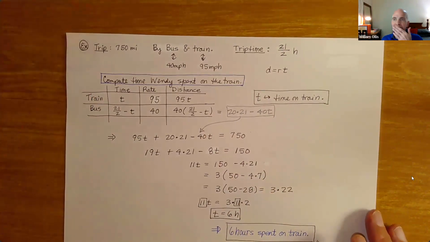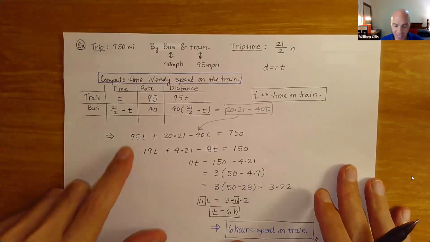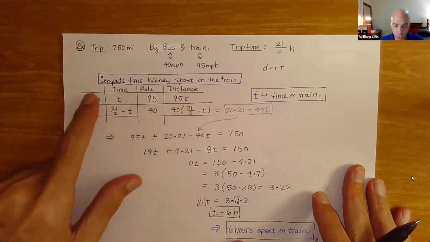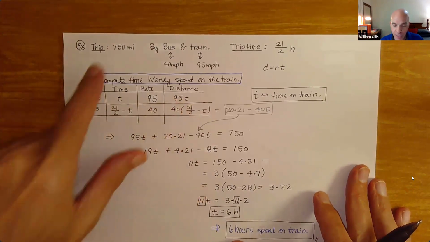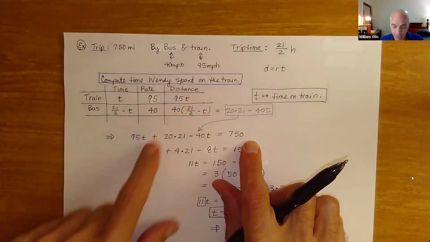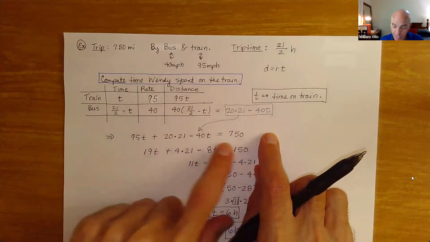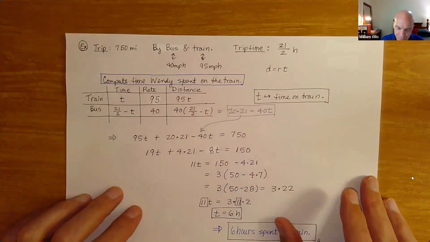Okay, so many times you will have completed the chart and you're thinking, well, where do I go next? And you go back and read in the problem, oh, I didn't use that number. And when you find the number, you know how to put the pieces together. So now if we add the distance on the train to the distance on the bus, we should get 750 as we have here. So we have 95T plus 20 times the quantity 5 minus 40T equals 750.